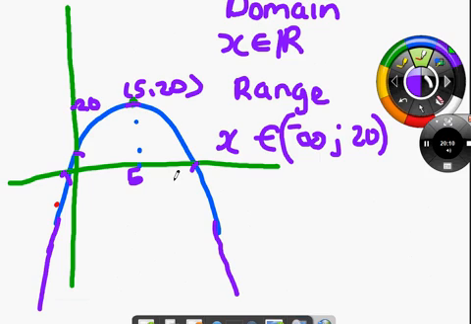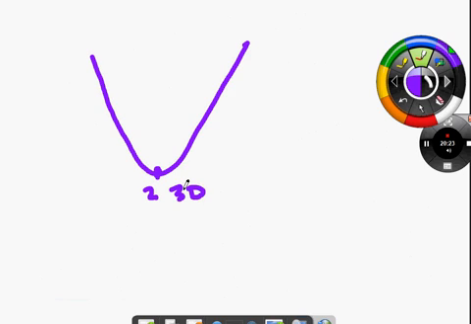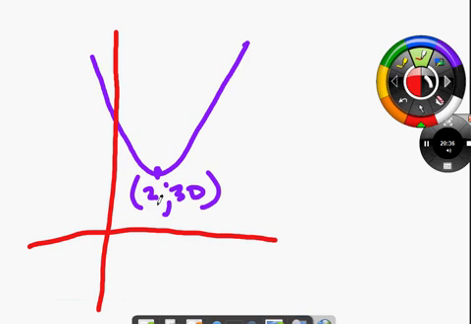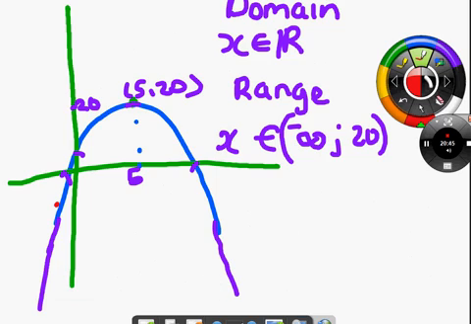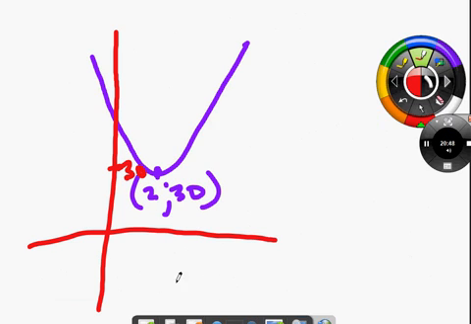And when you look at this one, because I drew one which was facing down, if it had been facing up like this, and let's say this would have been (2, 30), for instance. Our turning point is 2 and 30. Now 30 is the minimum value of y. In other words, if you look at your Cartesian plane, 30 will be somewhere here. That's the minimum value of the graph, and it means that the graph does not exist down here.